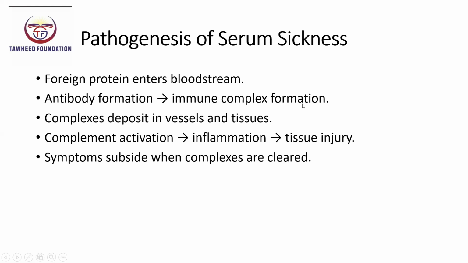These complexes then deposit in blood vessels and tissues, activating the complement system and initiating inflammation. Neutrophils, mast cells, and macrophages are recruited, releasing enzymes and cytokines which contribute to tissue damage. The clinical symptoms subside once the immune complexes are cleared by the body. Serum sickness demonstrates how even therapeutic agents can trigger harmful immune responses.